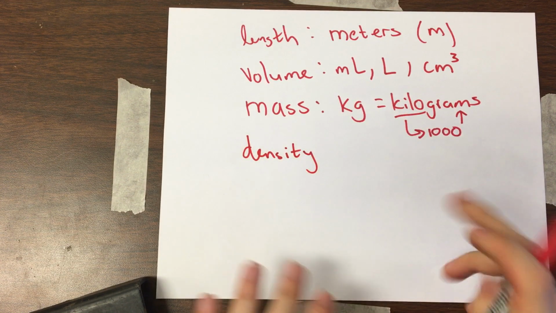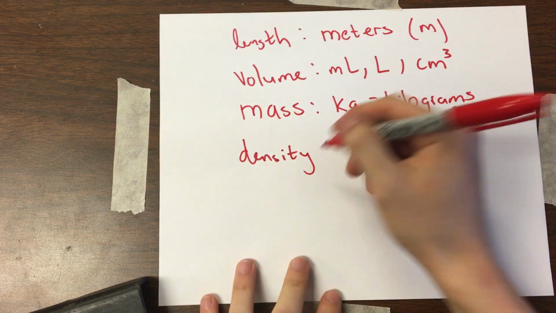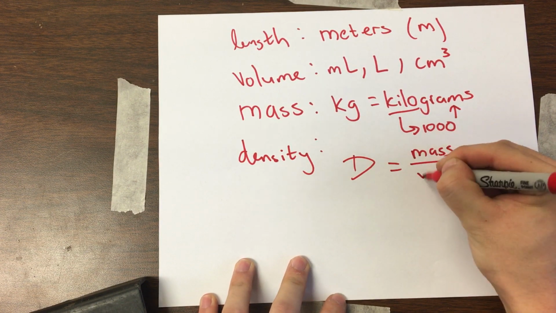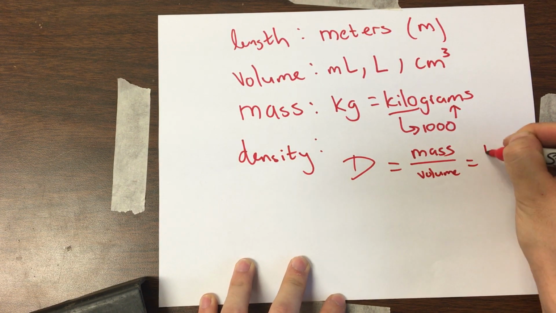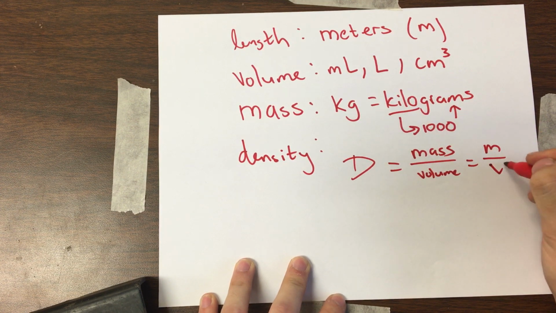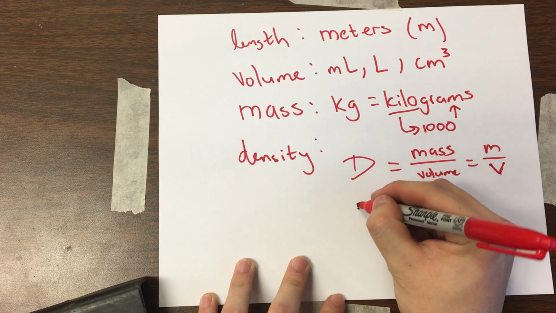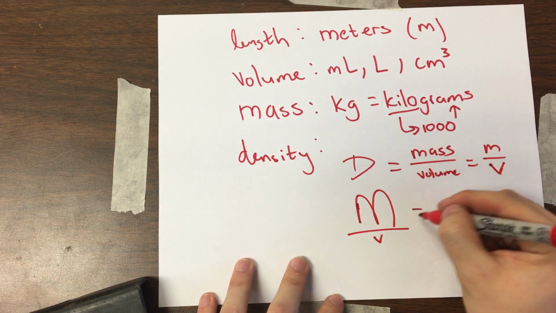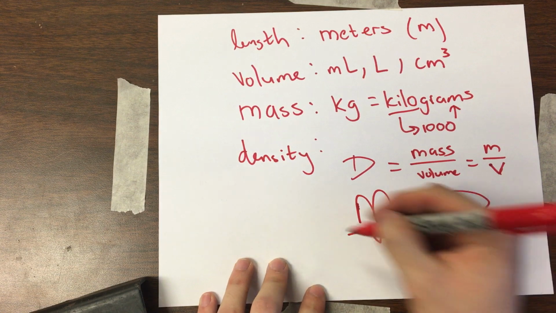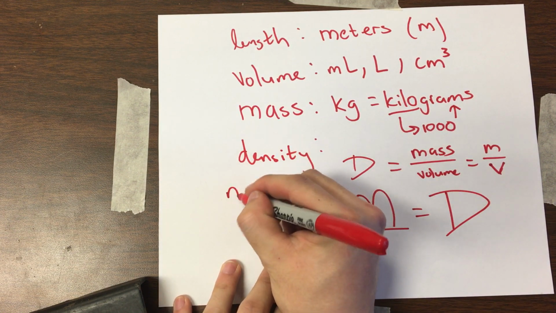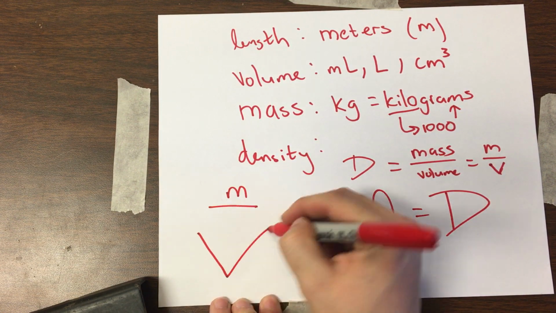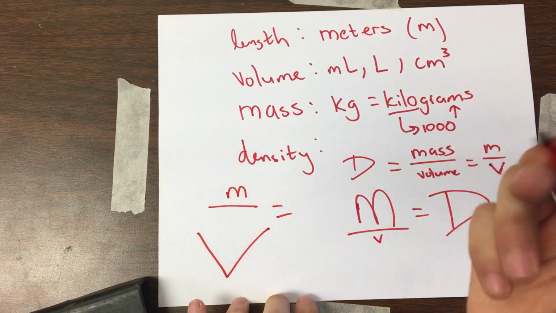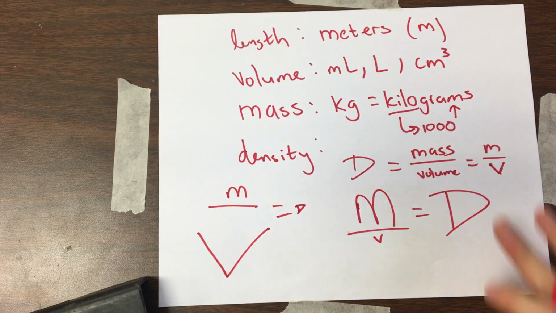Also, a key one, we have density. Density is the amount of stuff there is per amount of space it takes up. So D equals mass divided by volume, which is m over V. If you have a lot of mass, a big mass, but a small volume, you have very high density. But if you have maybe a decent amount of mass, but a huge volume, so it takes up a lot of space, you will not have a large density, like so.